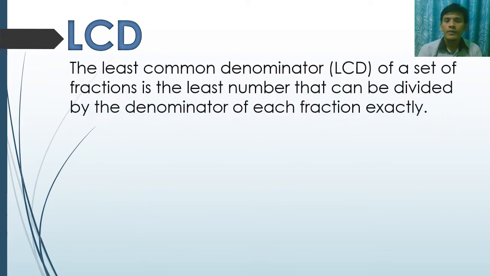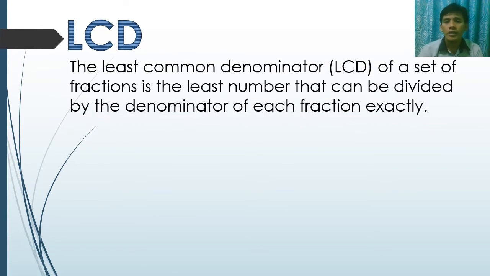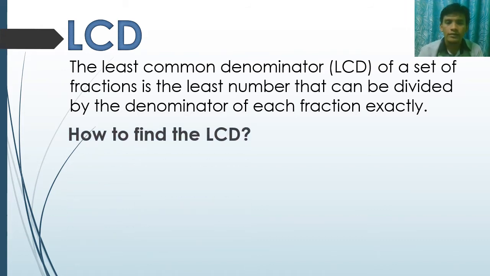LCD. The least common denominator, or LCD, of a set of fractions is the least number that can be divided by the denominator of each fraction exactly. How to find the LCD?